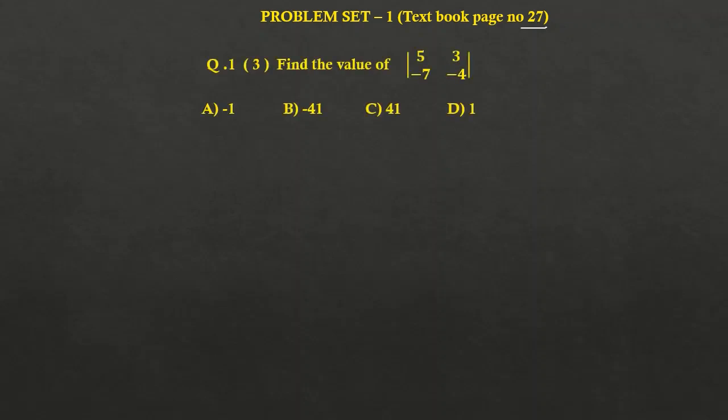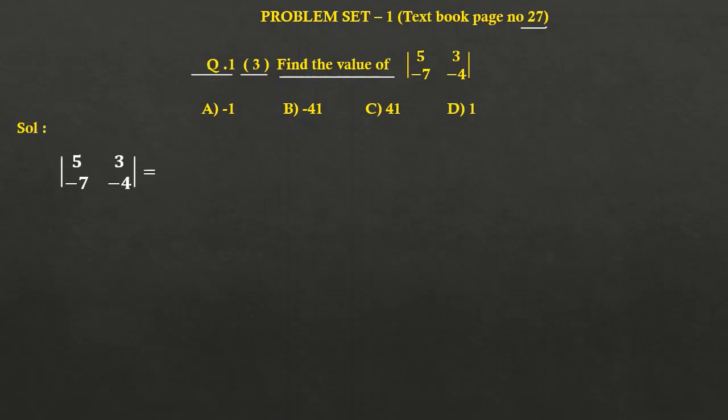Let's understand one more question from main question number 1 of the problem set, textbook page number 72. The question is a multiple choice question. Main question 1, sub question number 3. Find the value of the determinant. Out of these 4 options, we have to select the correct one. So let's start with the solution.